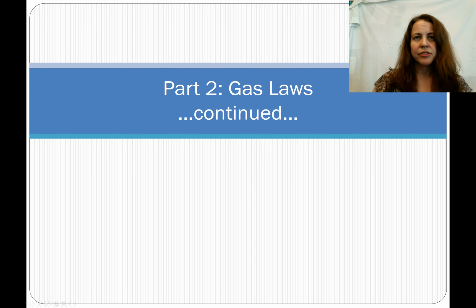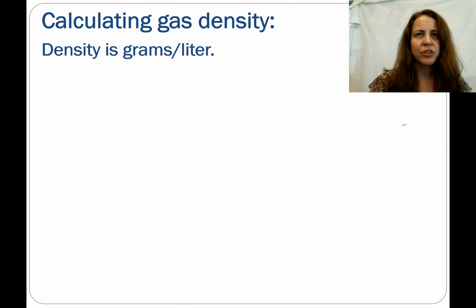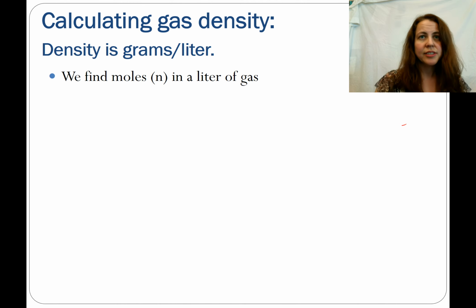So next we're going to take a look at some more gas law problems. The next one we'll look at is how we're going to calculate gas density. There's a couple ways to do this. First, we have to remember density is grams or mass per volume.